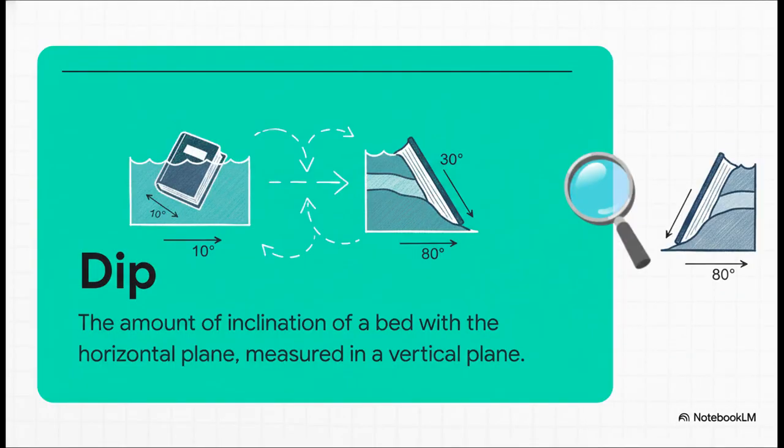All right, the second piece of the attitude puzzle is dip. So let's go back to our book in the water. The dip is just how steep that tilt is. Is it barely in the water, like a gentle 10 degrees? Or is it super steep, almost vertical, at 80 degrees? Now here's the really important part. The direction of the dip is always at a 90-degree right angle to the strike line. Put strike and dip together, and boom, you've got the complete 3D attitude of that rock layer.